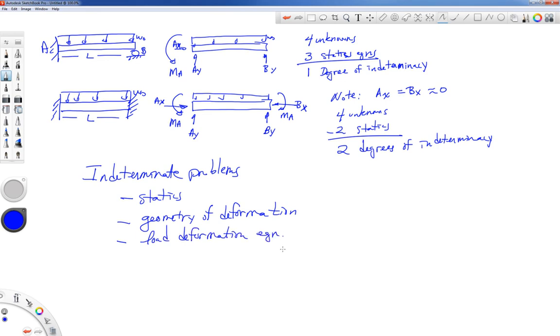Now for us, the load deformation equation is where we start with EIV double prime is equal to M, but we want to get the V prime, or the slope equation, and the V equation. Okay, so those are going to be our geometries of deformation equations. Now the geometry of deformation that we need to look at are based on the boundary conditions of the beam.